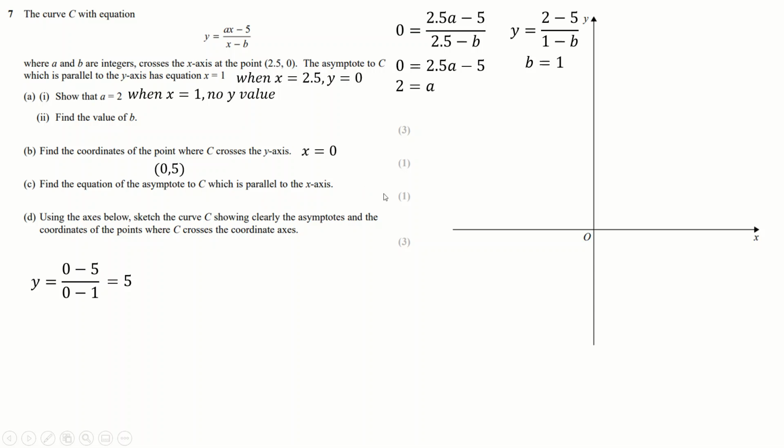Find the equation of the asymptote parallel to the x-axis. So there's apparently also a horizontal asymptote. So apparently for some y value that we put in, there is no corresponding x value.